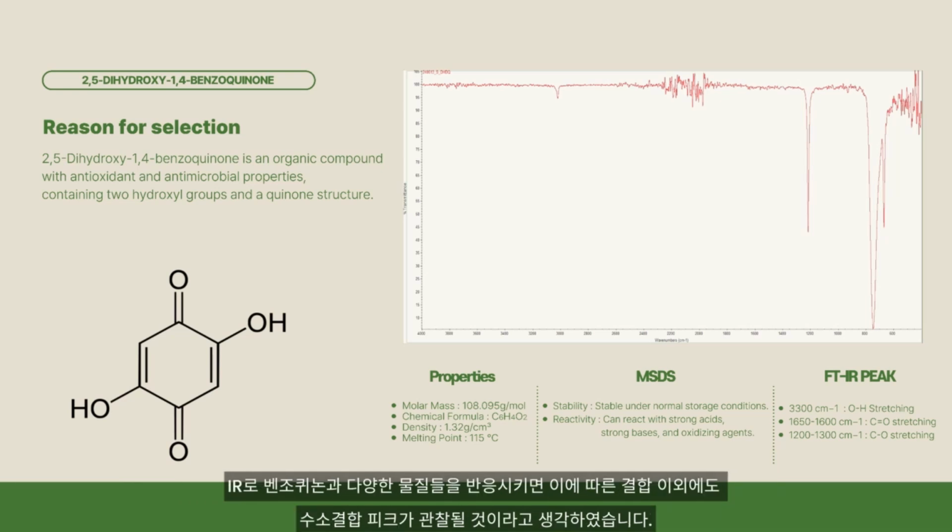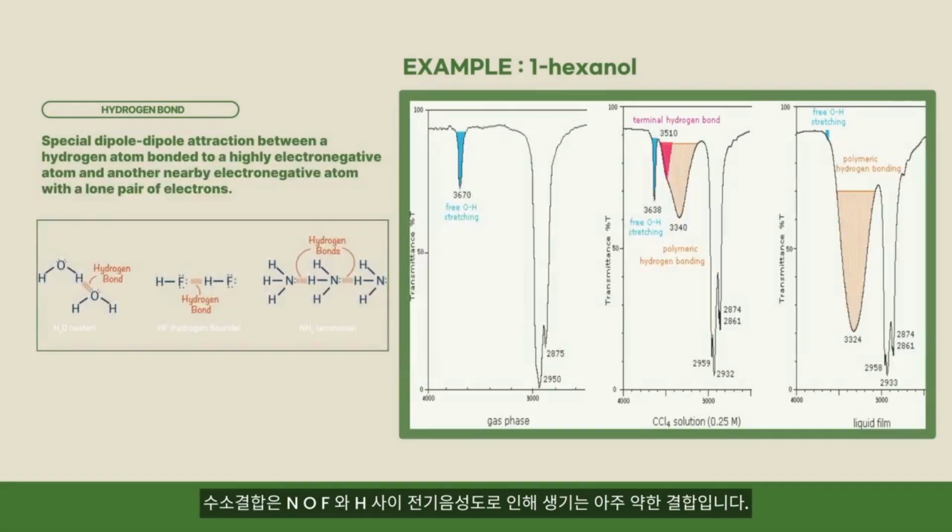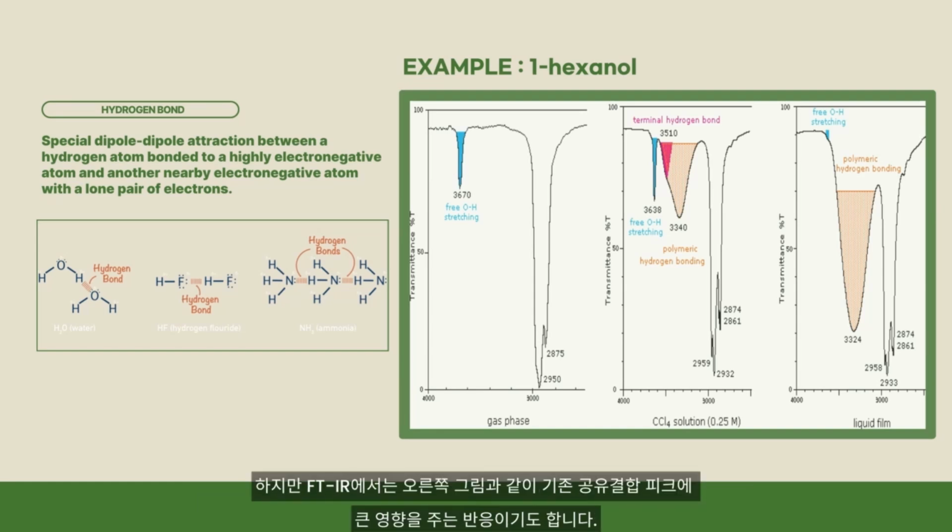We hypothesize that reacting benzoquinone with various substances using IR would not only reveal resulting bonds, but also show peaks corresponding to hydrogen bonding. Hydrogen bonds are very weak bonds that occur due to electronegativity differences. However, in FTIR, bonding can significantly influence the existing covalent bond peaks, as shown in the figure on the right.